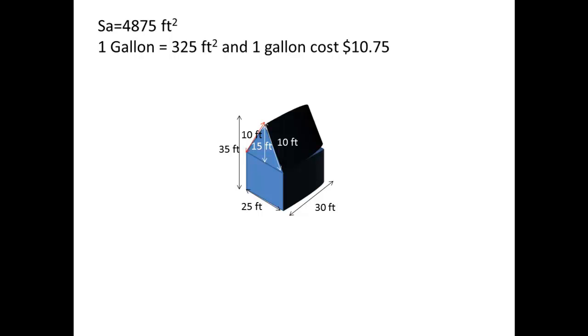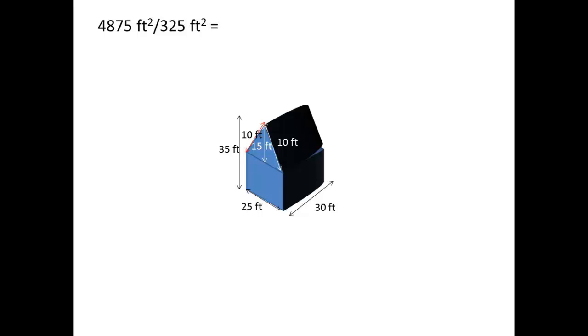Now we're going to figure out how much paint we're going to need. Well, let's say that this one brand of paint, which sells at 1 gallon, covers 325 feet squared. And 1 gallon costs $10.75. To find out how many gallons you'll need, you would have to take the amount that you're painting and divide it by how much 1 gallon covers, which in this case equals 15. Then you will multiply 15 by the cost of 1 gallon, which in this case is $10.75. And when multiplied together, you get $161.25.